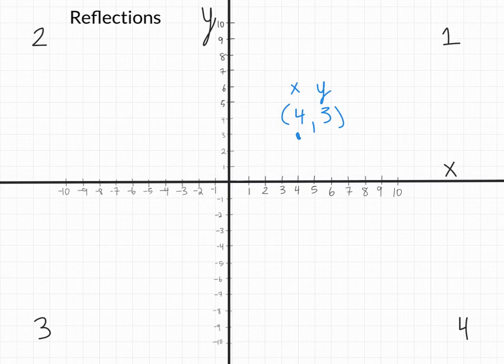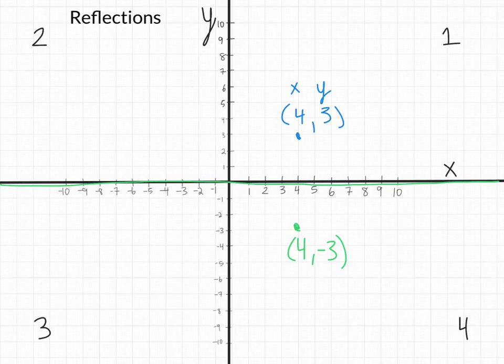that the x-axis is going to be a mirror. If the x-axis is a mirror, anything on the top half has to go on the bottom half and it has to be reflected. So this point here, the 4, 3, would have to go right here at 4, -3 if it's being reflected across the x-axis.